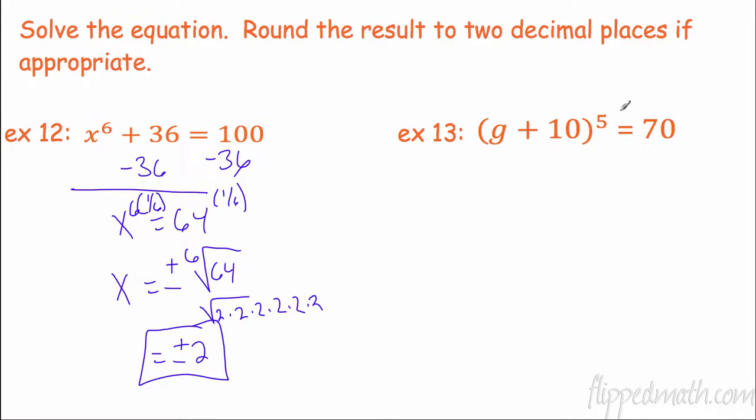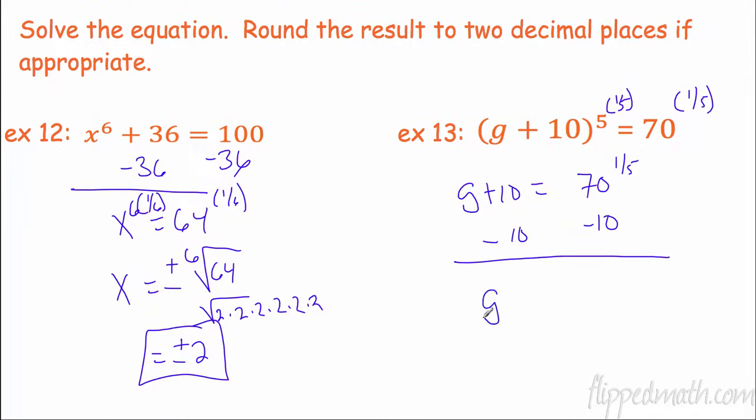Let's do our last one. I'm going to raise this to the 1/5. So g plus 10 equals 70 to the 1/5. Now check this out. Is there 5 numbers that multiply to 70 by themselves? No, there's not. So this is going to be a decimal approximation. So before I do my decimal approximation, I'm going to get everything down here. The opposite of plus 10 is minus 10. All right. So now I have g equals 70 to the 1/5 minus 10. And oh, by the way, it's an odd root. Odd roots mean how many answers? Just one.